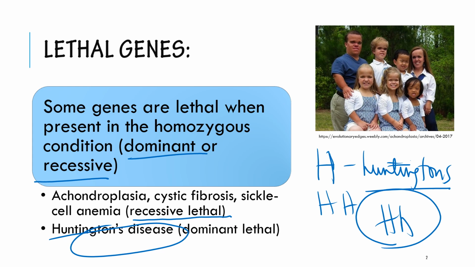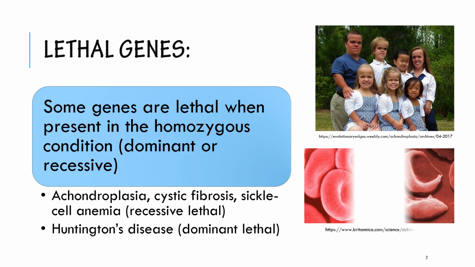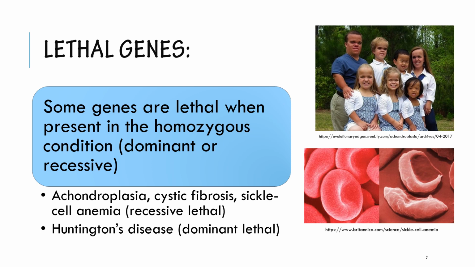Now, like Huntington's, if it's a dominant lethal, let me show you a picture, because we have a US president who actually had another disorder, Marfan. I don't have a picture of Huntington's because it's a neurodegenerative disorder. It doesn't have a very obvious anatomical phenotype. This other picture is also a recessive lethal, sickle cell anemia.